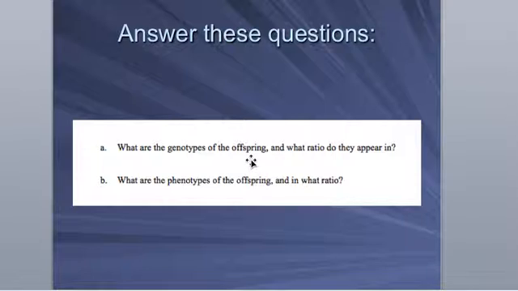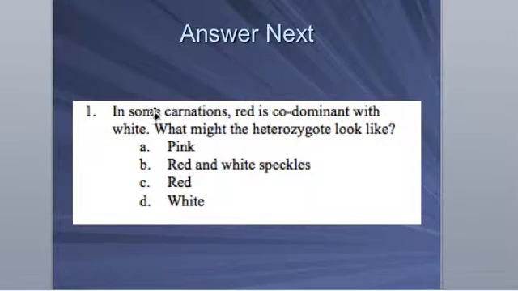What are the genotypes of the offspring? Remember, genotypes are the letters. And what ratio do they appear in? And then what are the phenotypes? What are the physical characteristics of the offspring? And in what ratio? The next question is, in some carnations, red is codominant with white. What might the heterozygote look like?